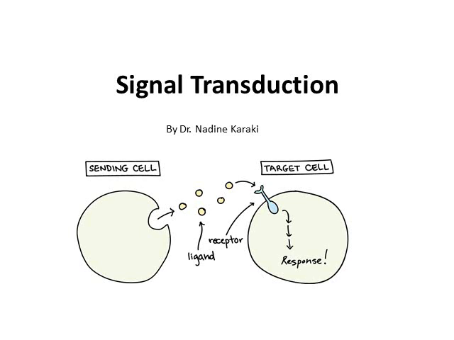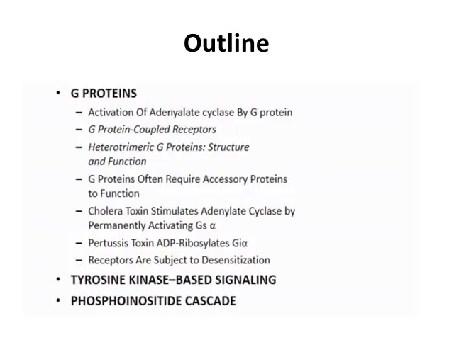Hello, ladies and gentlemen. Today we're gonna talk about signal transduction. In this chapter, we're gonna talk about G proteins, how they activate an enzyme called adenylate cyclase. We're gonna talk also about the receptors coupled to these G proteins, the structure and function, and the accessory proteins required for the function of G proteins.